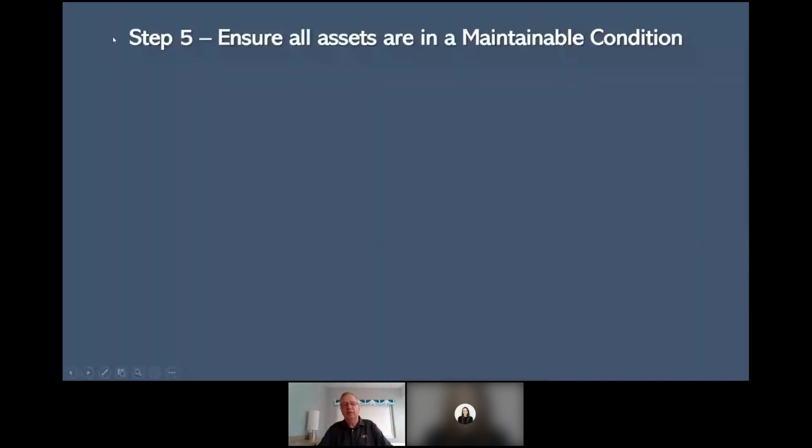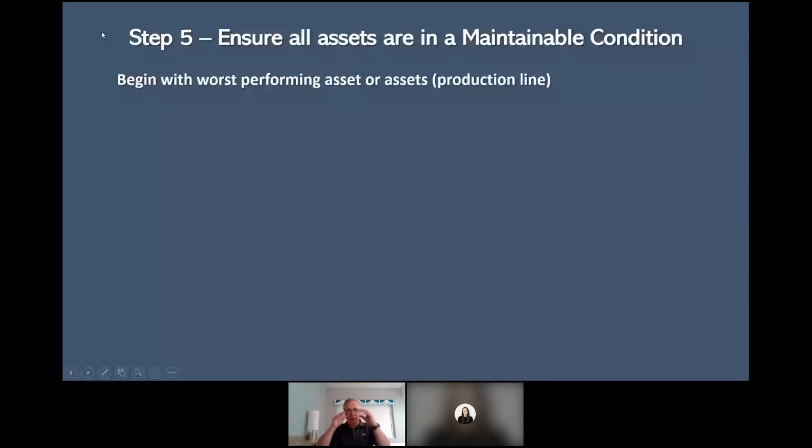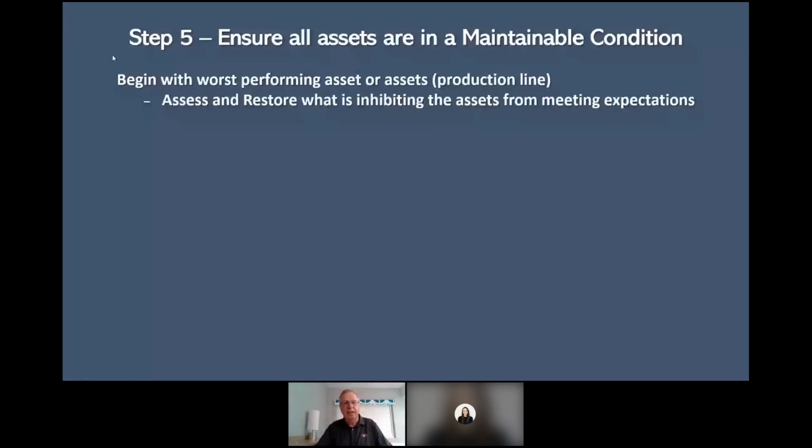Ensure all assets are in a maintainable condition. Begin with the worst performing asset. So if you know that you've got one asset, it may not be the one that everybody thinks we need to do something about, but begin with the worst performing. What does the data show us? Assess and restore what is inhibiting the assets from meeting expectations.